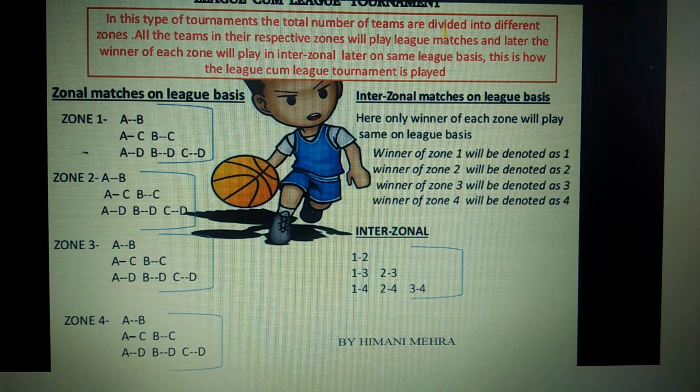And for the league com league tournament, in this type of tournament, the total number of teams is divided into different zones. All the teams in their respective zones will play league matches, and later the winner of each zone will play in the interzonal on the same league basis. This is how the league com league tournament is played.